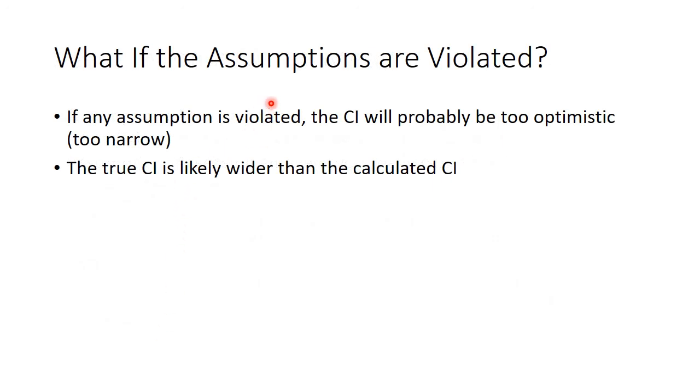If the assumptions are violated, this usually means that the confidence interval is going to be too optimistic, which means it's going to be too narrow, and that means that the true CI is likely wider than what you actually calculated. So in order to be 95% confident of the value, you're going to find that your values are too narrow. You're likely missing what the actual true population average is.